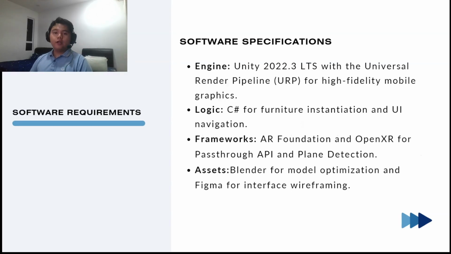And next is the software requirements. For the engine, we will use Unity with the Universal Render Pipeline (URP) for high fidelity mobile graphics. For handling the logic, we will use C# programming for furniture instantiation and UI navigation. For the framework, we will use AR Foundation and OpenXR for the pass-through API and plane detection. And lastly, for assets, we will use Blender for model optimization and Figma for interface wireframing.